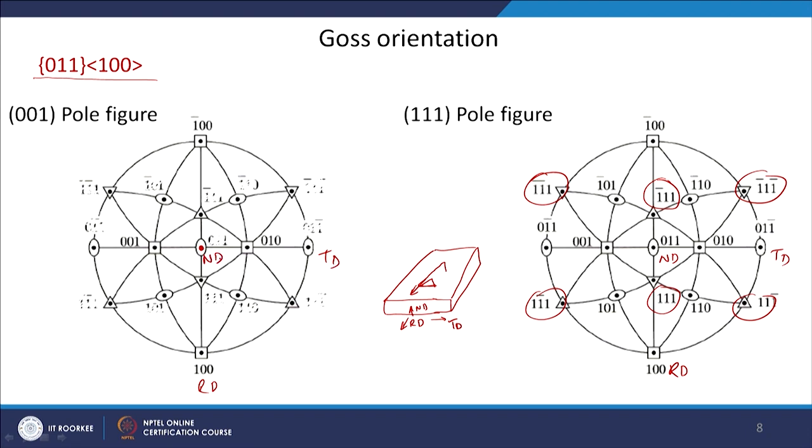So, I am keeping my sample geometry like this, and looking at how the unit cell is oriented with respect to the sample geometry. That is what I am plotting in the pole figure.